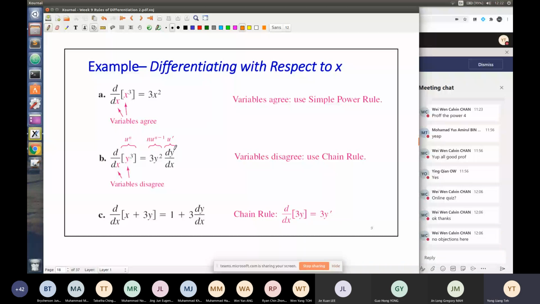All right? So hence, when you differentiate x plus 3y, you get 1 plus 3, because when you differentiate y, it becomes 1. So it's actually 3 times 1. So then you put a dy dx by the side. So this second term invokes the chain rule. Moving on.